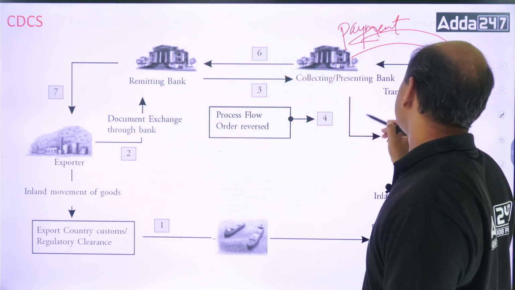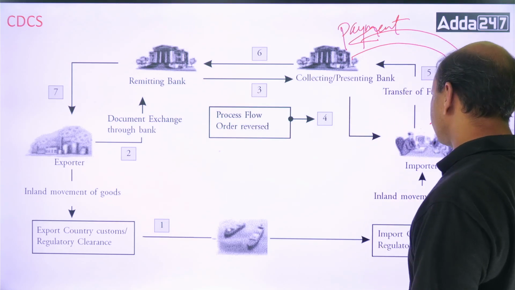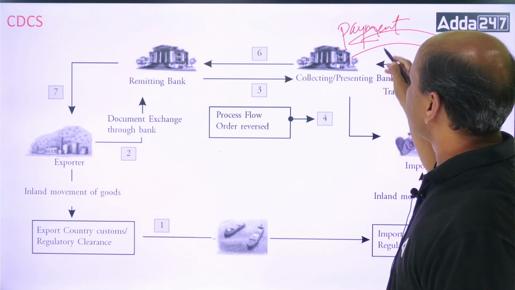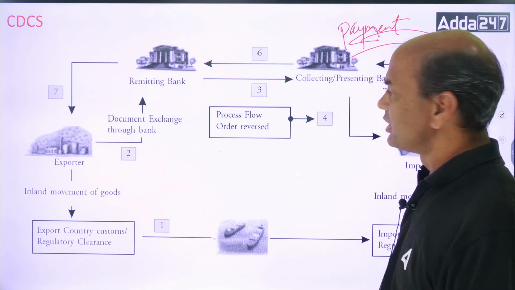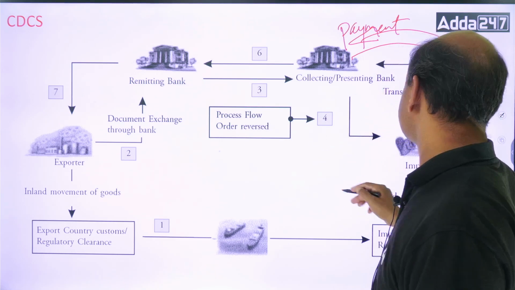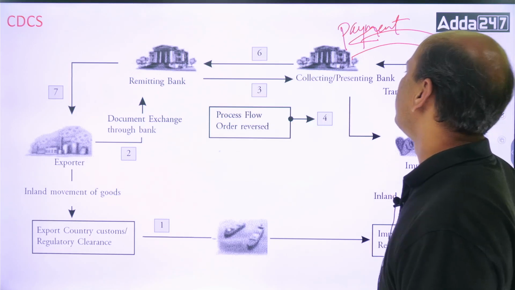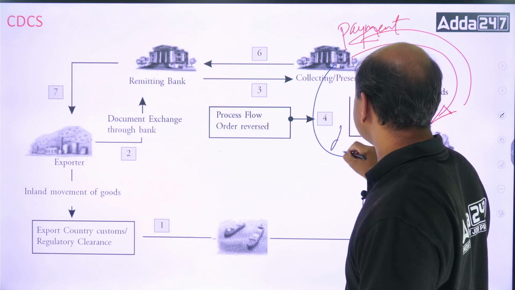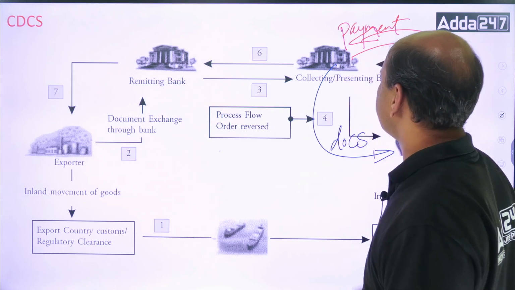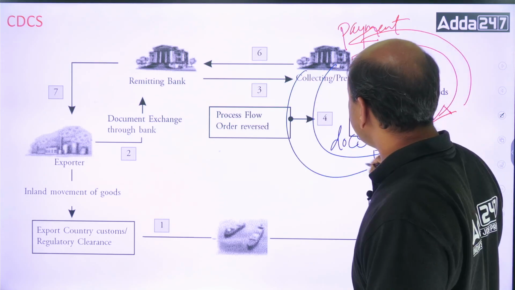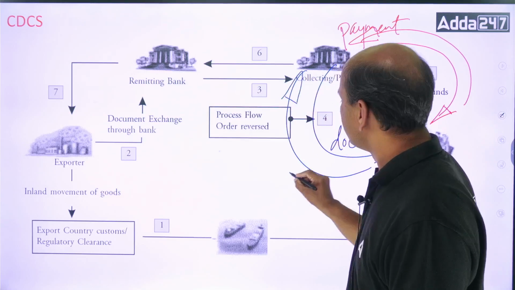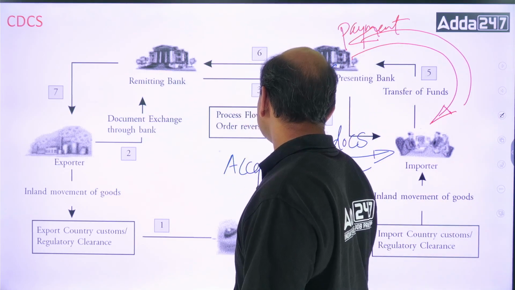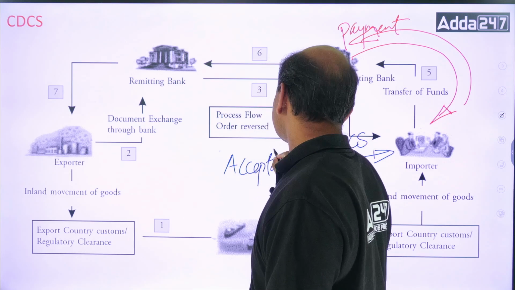The collecting bank will hand over, I'll change the color, the collecting bank will hand over the documents to this importer. When? Look at this. It will hand over the documents when the importer gives acceptance in writing. I will pay you after 60 days, after 30 days, whatever.